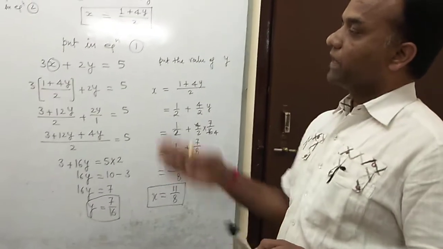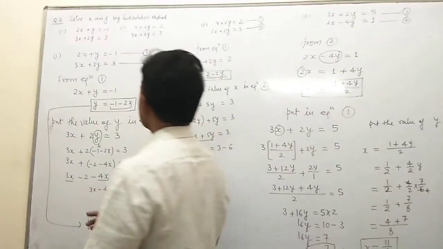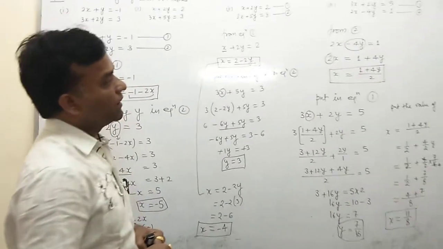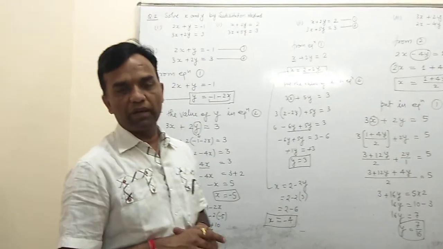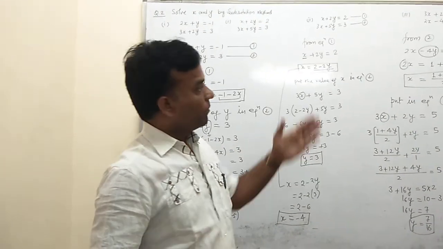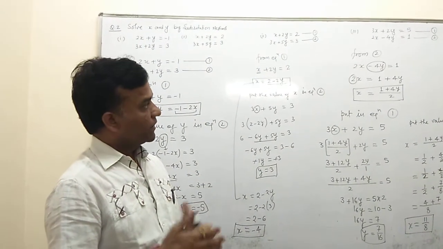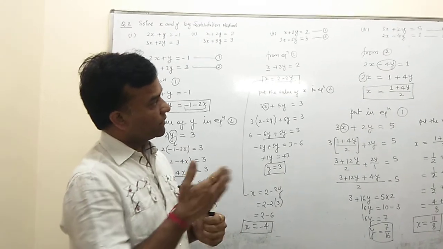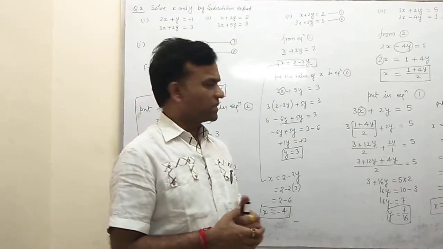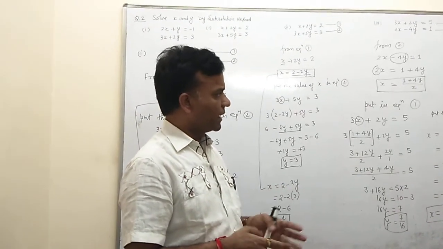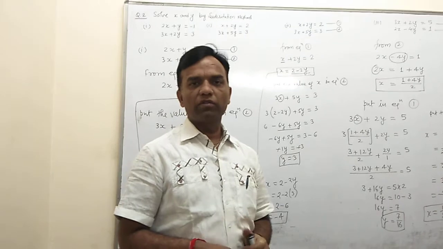So here we illustrated 4 examples. In the first 3 examples, one variable of x and y had coefficient 1, and the calculation was very easy. But in this question we have different coefficients of the variables. The calculation is not so lengthy, only one value is in the form of a fraction, and then you take the LCM and simplify, and you get the value of x.